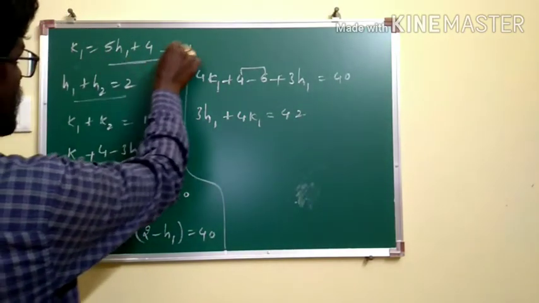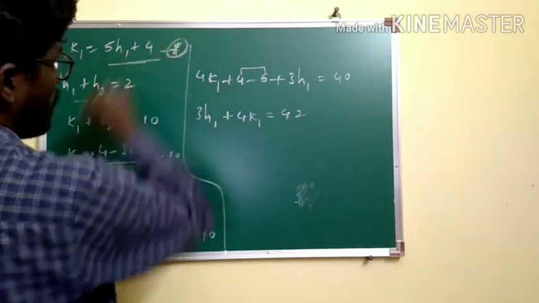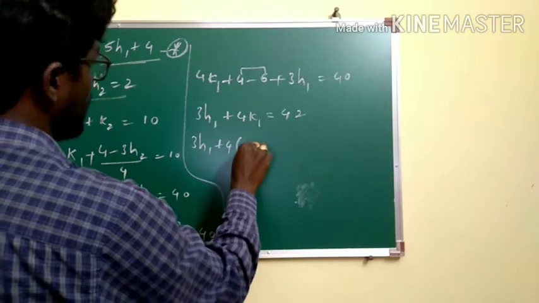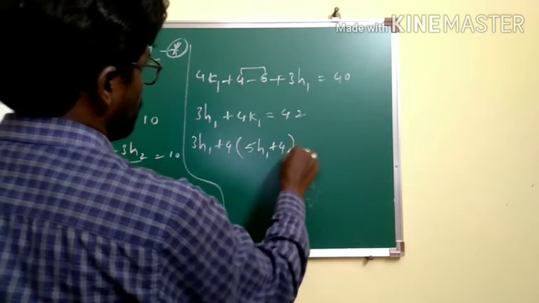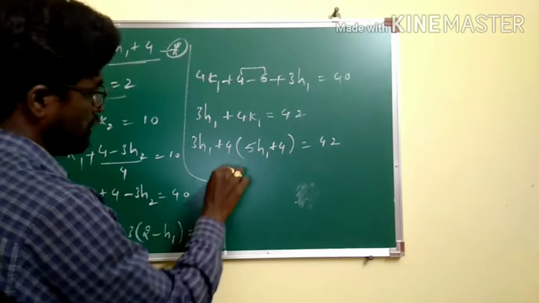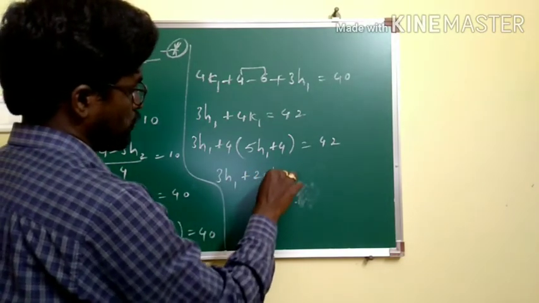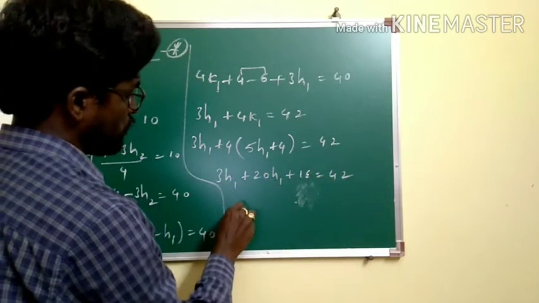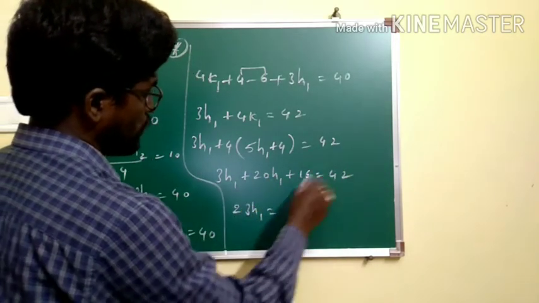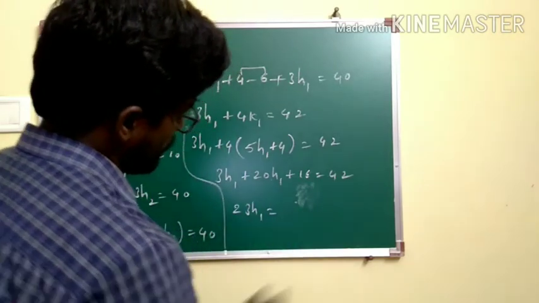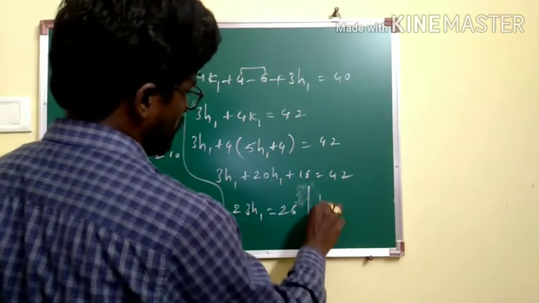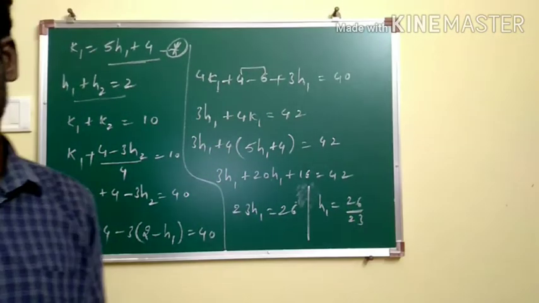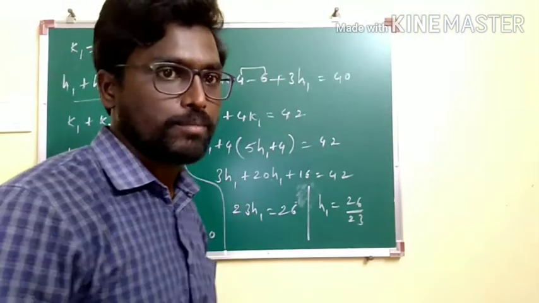Now from this particular equation, let's call it equation star, from star, 3h1 plus 4 into k1 can be written as 5h1 plus 4 is equal to 42. 3h1 plus 20h1 plus 16 equal to 42. 20h1 plus 3h1, 23h1 is equal to 42 minus 16, 26. Therefore, h1 is equal to 26 by 23. What is h1? 26 by 23.